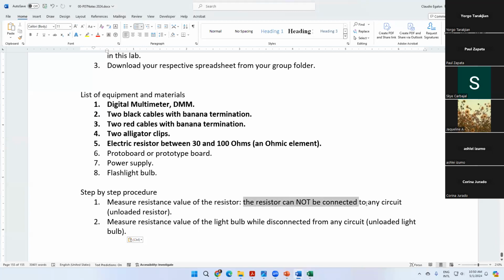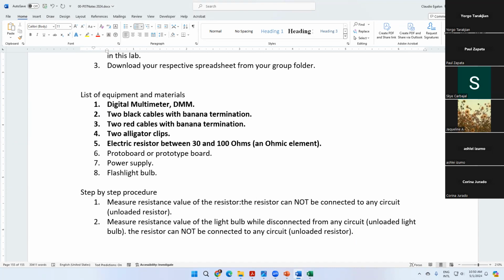The resistor cannot be connected to any circuit. The same thing here. When measuring the resistance of the resistor, it cannot be connected to any circuit. It has to be an unloaded resistor. It is the same thing for the light bulb.